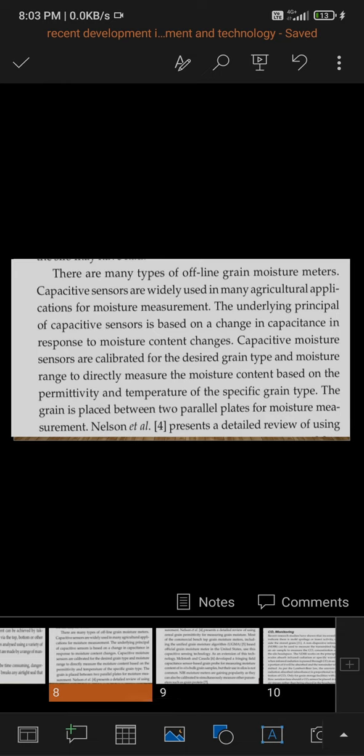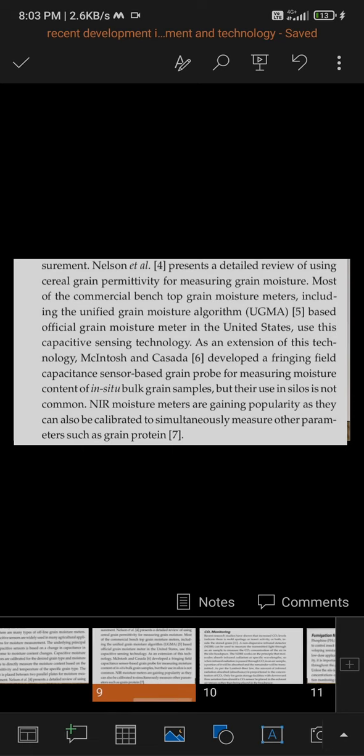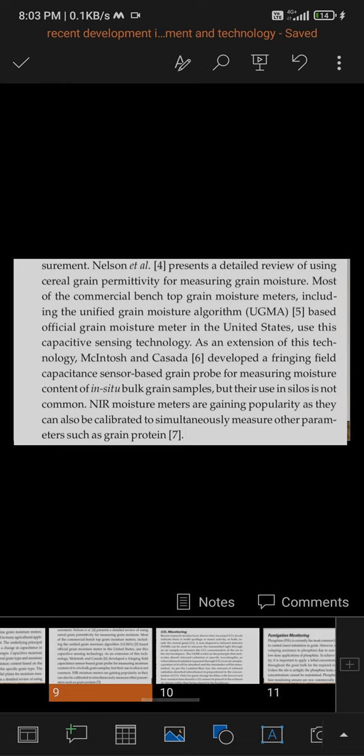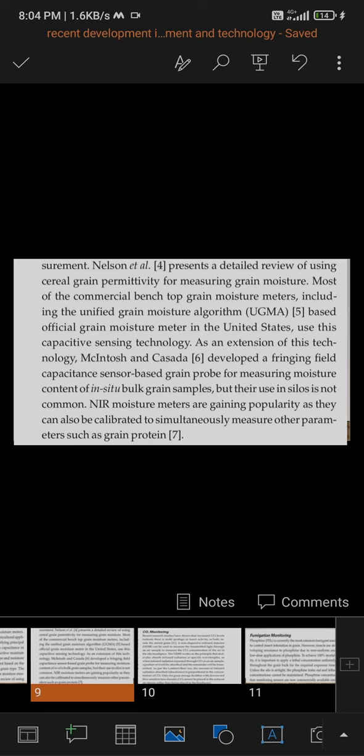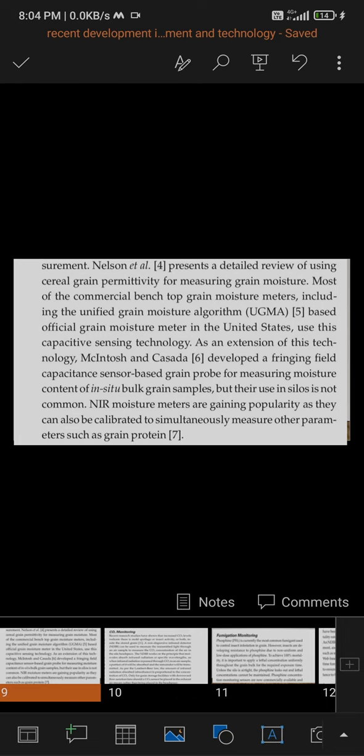Nelson et al. present a detailed review of using cereal grain permittivity for measuring grain moisture. Most of the commercial benchtop grain moisture meters, including the Unified Grain Moisture Algorithm based official grain moisture meter in the United States, use this capacitive sensing technology. As an extension of the technology, McIntosh and Casada developed a fringing field capacitance sensor based grain probe for measuring moisture content of in-situ bulk grain samples, but their use in silos is not common. NIR moisture meters are gaining popularity as they can also be calibrated to simultaneously measure other parameters such as grain protein.